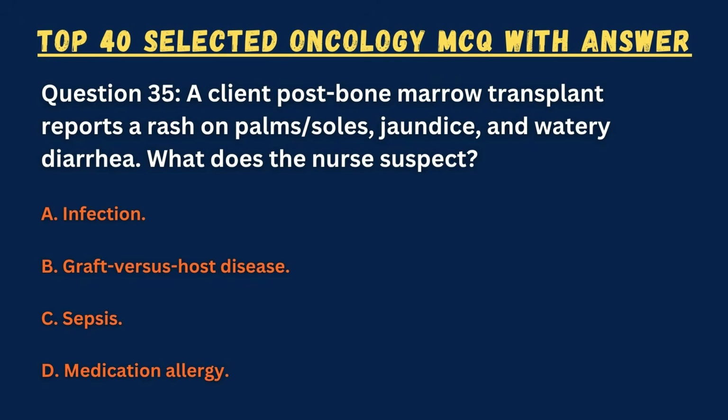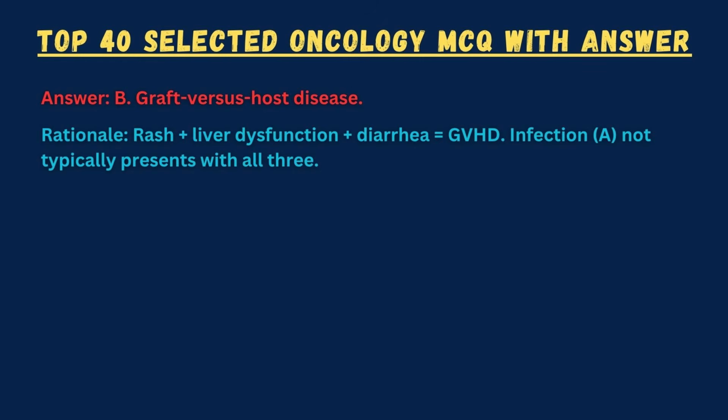Question 35. A client post-bone marrow transplant reports a rash on palms or soles, jaundice, and watery diarrhea. What does the nurse suspect? A. Infection. B. Graft versus host disease. C. Sepsis. D. Medication allergy. Answer. B. Graft versus host disease. Rationale. Rash plus liver dysfunction plus diarrhea equals GVHD. Infection, A, typically does not present with all three.